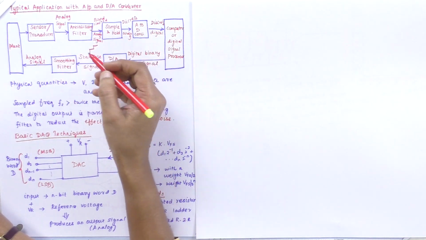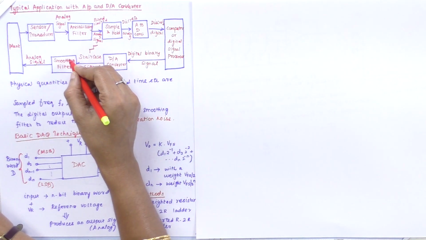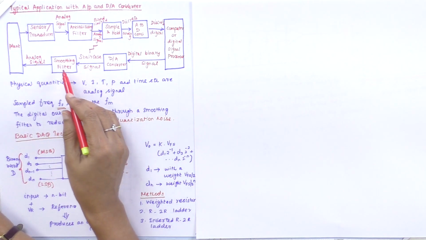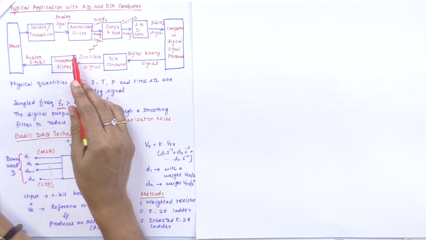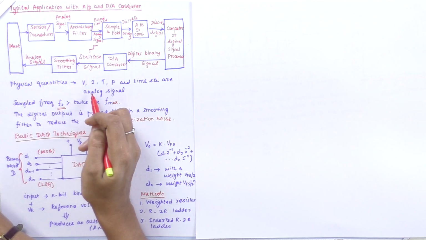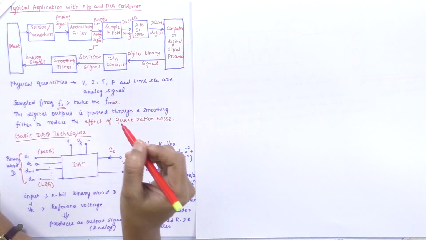Regarding the sampling frequency, the sampled frequency Fs is greater than twice the measured frequency, that is, the maximum frequency of the signal. The sampled signal is processed and the digital output is passed through the smoothing filter, which reduces the effect of quantization noise. Next we are going to deal separately with the D to A converter and the A to D converter. In general, where we use this application is shown in this block diagram.